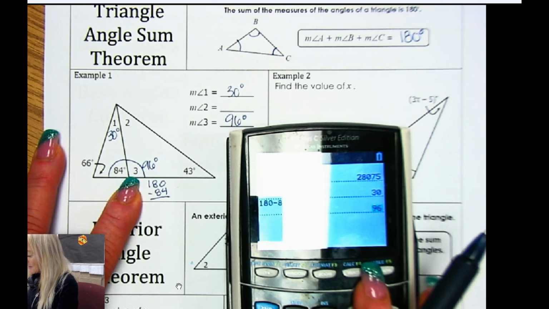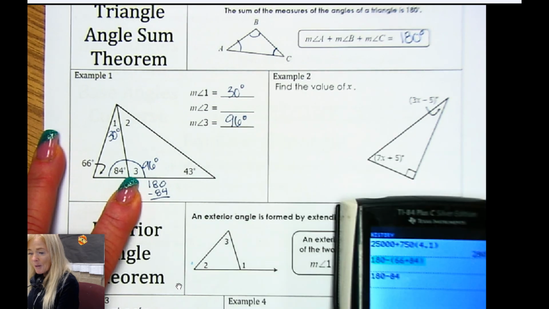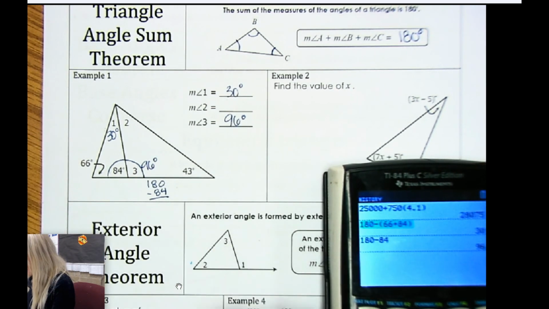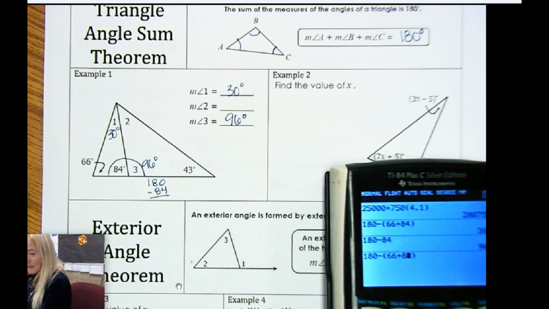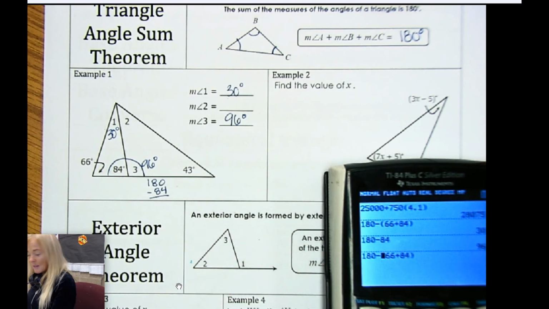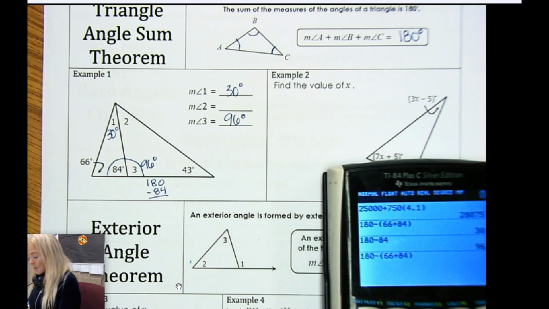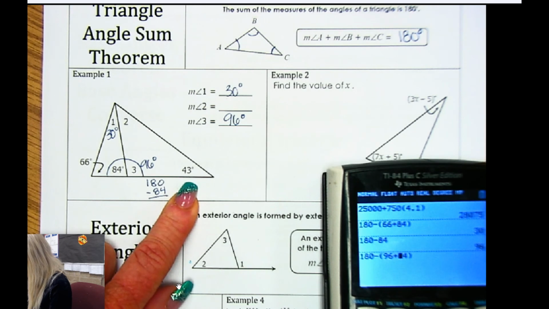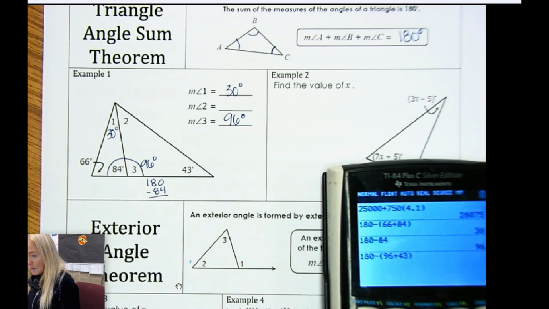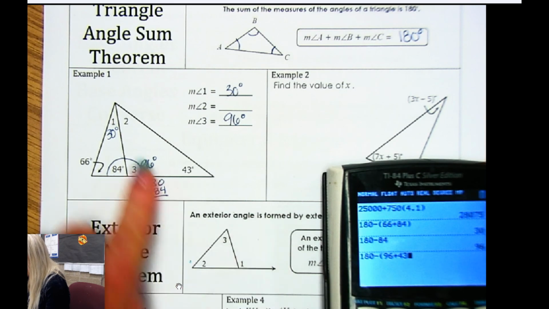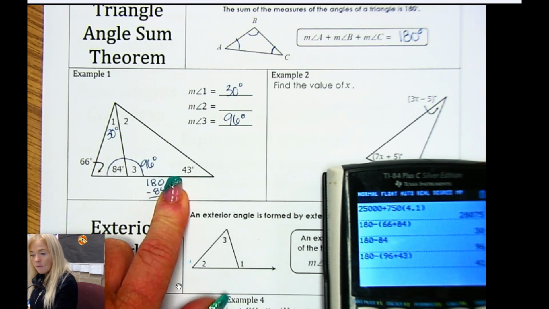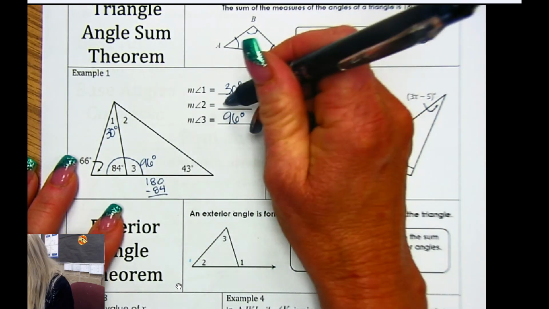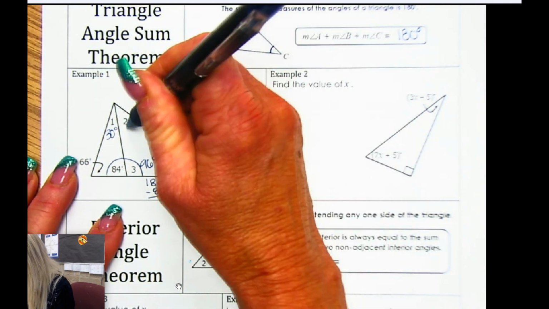Again, I like to arrow up and highlight the line where I figured out angle 1, and I can just retype over those 2 angles. So I'm taking 180 and subtracting the sum of 96 and 43, and that gives me 41. So that angle must be 41 degrees.